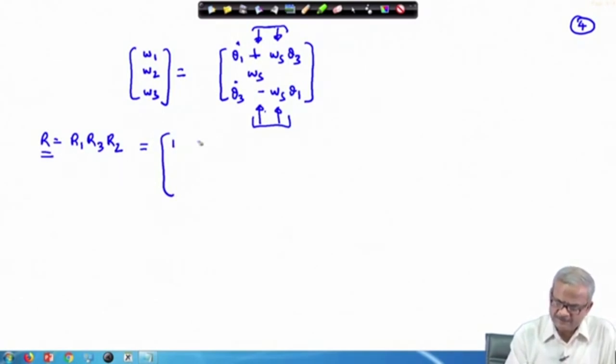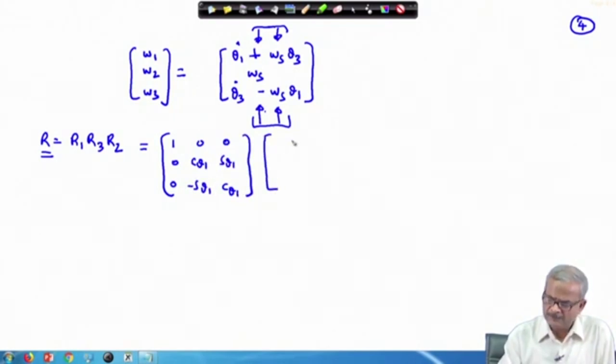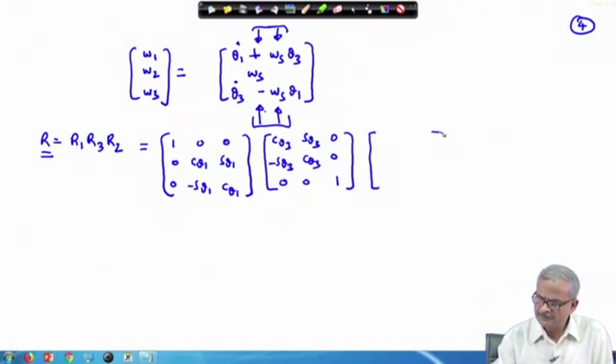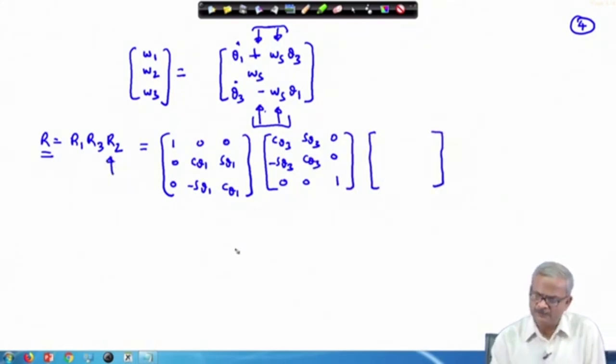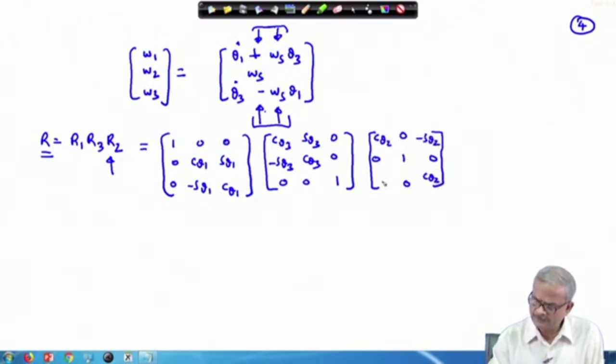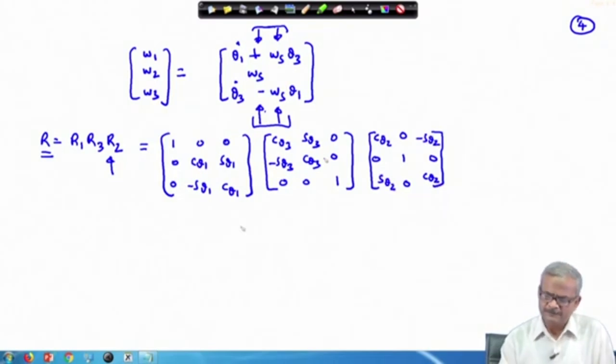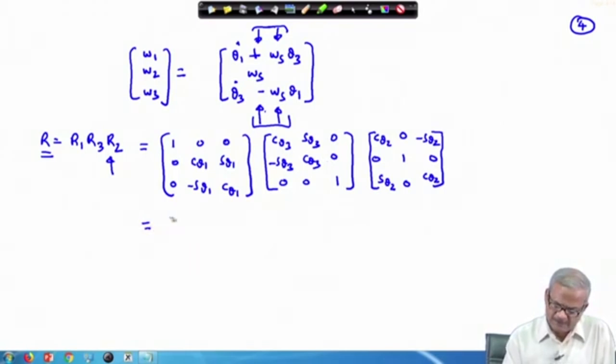This matrix can be written as 0 0 0 c theta 1 s theta 1 minus s theta 1. Okay, and R3 as usual we have 1, c theta 3, s theta 3, minus s theta 3 and c theta 3. And R2, here in this case, the angle involved with the 2 direction is large. So, I am not going to approximate that anywhere. So, this will be c theta 2, minus s theta 2 and s theta 2, and then we multiply it. Once we multiply, again you can check the result I am writing here.